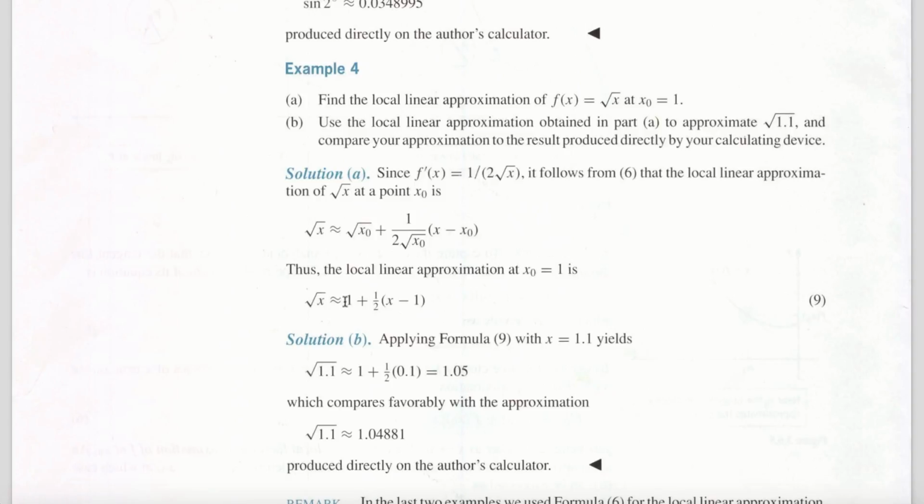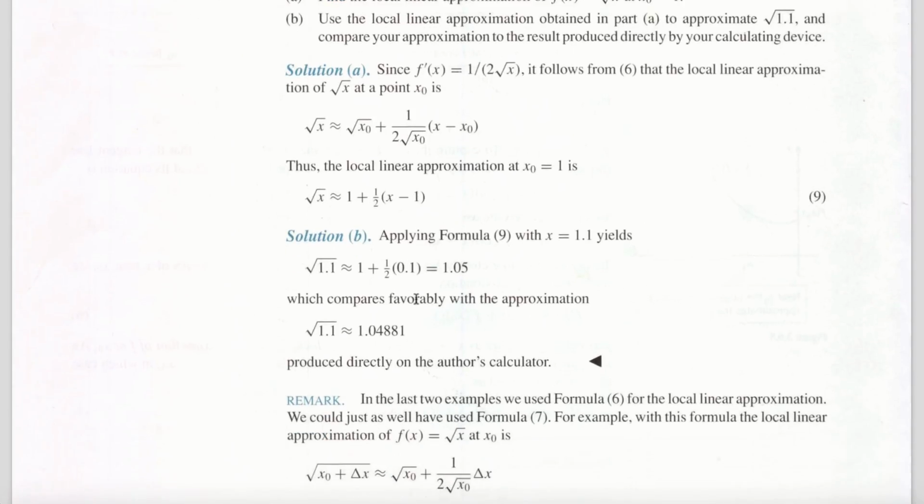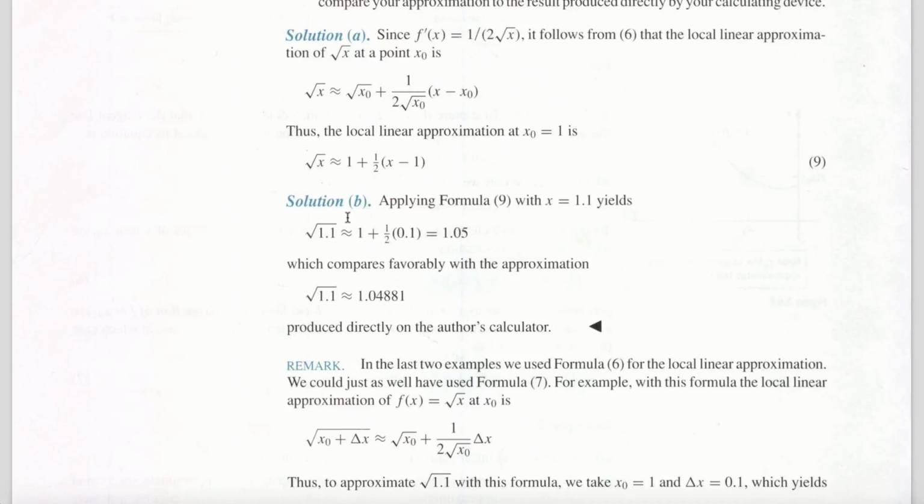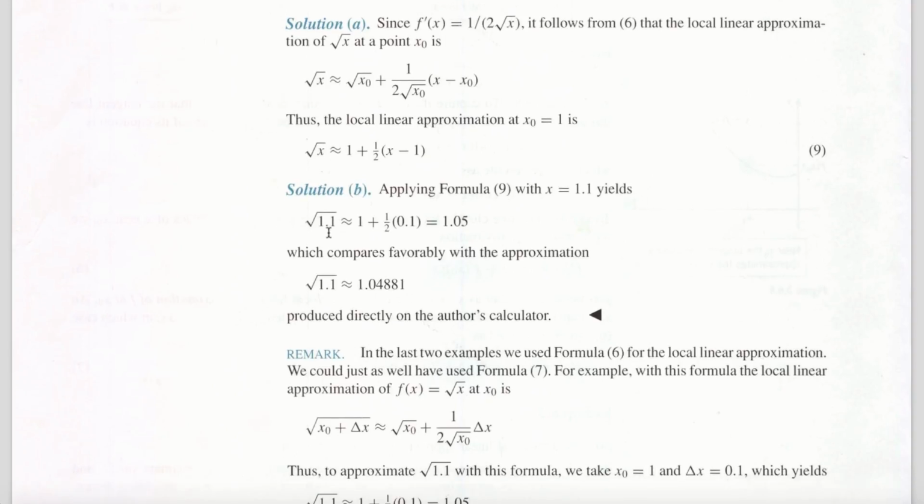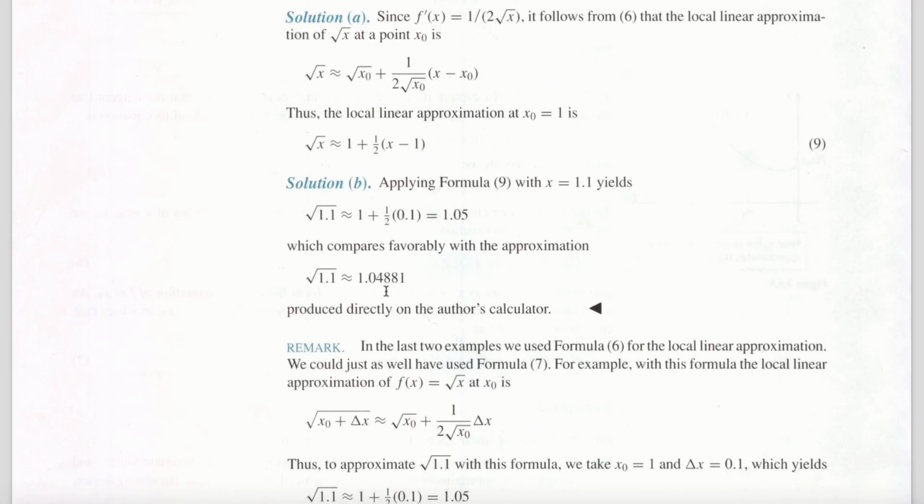And so now that we have the tangent line equation, we are going to apply the formula. So the square root of 1.1 can be approximated as 1 plus half of 0.1. Remember, we plugged 1.1 into here, and that gave us 0.1, which is 1.05. But if we actually calculate this in our calculator, the square root of 1.1, we get 1.04881. It's not bad. That's really not that far off. So the linear equation, the tangent line equation, is doing a pretty good job of approximating the function locally, okay?